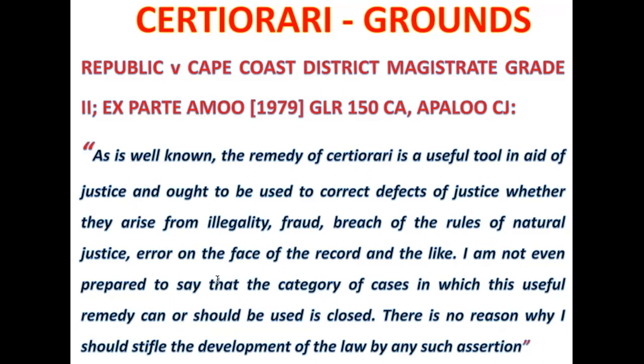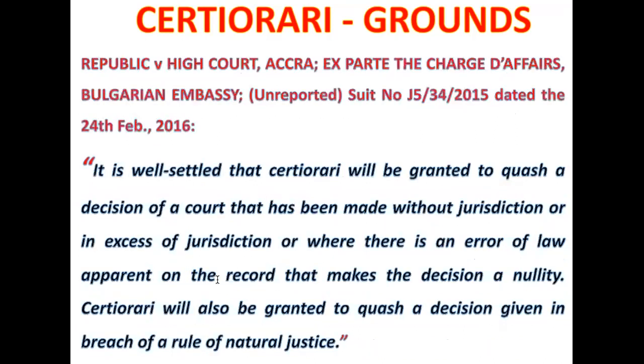Also important to look at is the case of Republic versus High Court, Accra, ex parte chargé d'affaires, Bulgarian Embassy. All reported decisions used number J5/34/2015. And the decision is dated 24th February 2016. And this is what the Supreme Court said, and I quote, "It is well settled that certiorari will be granted to quash a decision of a court that has been made without jurisdiction or in excess of jurisdiction, or when there's an error of law apparent on the face of the record that makes the decision a nullity. Certiorari will also be granted to quash a decision given in breach of a rule of natural justice."